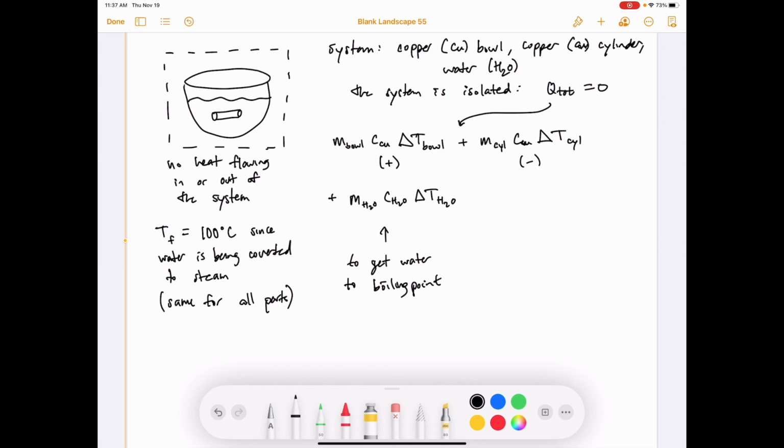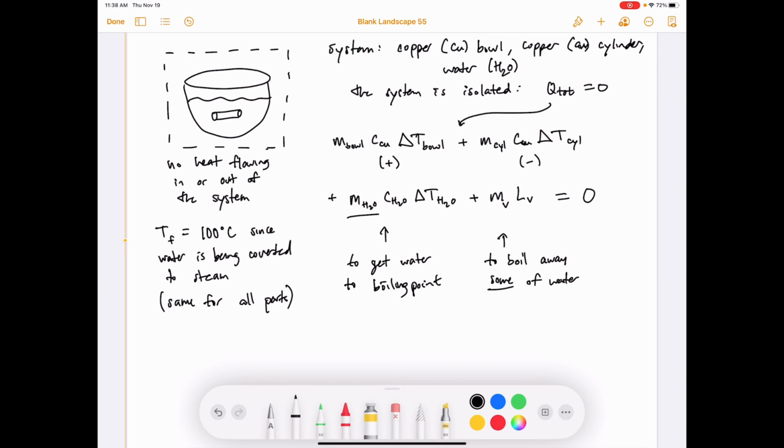But there's also another heat term which accounts for the fact that some of the water boils away. And that's going to be a mass times a latent heat for vaporization. But it's not the same mass that I said over here, right? It's not like all of the water boils away, only some of it does. So let's call this MV for the mass that vaporizes. And then once we do that, we can set this whole thing equal to 0.